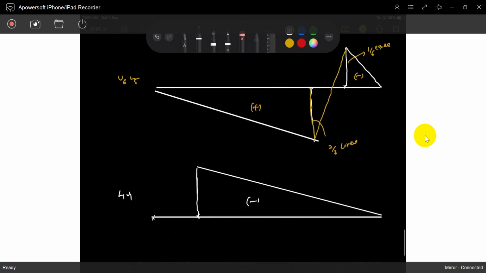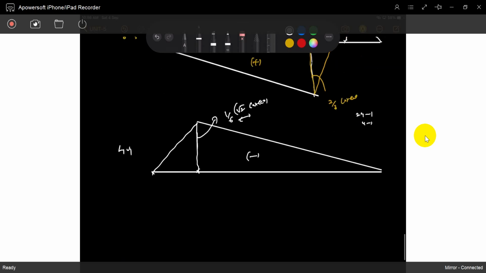It's 0. Now just join it. What is this value? It's 4, so for 24 it's 1, for 4 it's 1 by 6. This is 1 by 6 cosec theta. Cosec theta is root 2. It is L1 even. So there is no VB. Everything is with respect to VA.